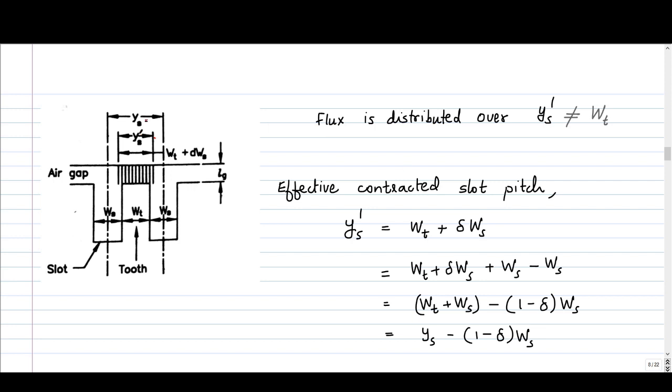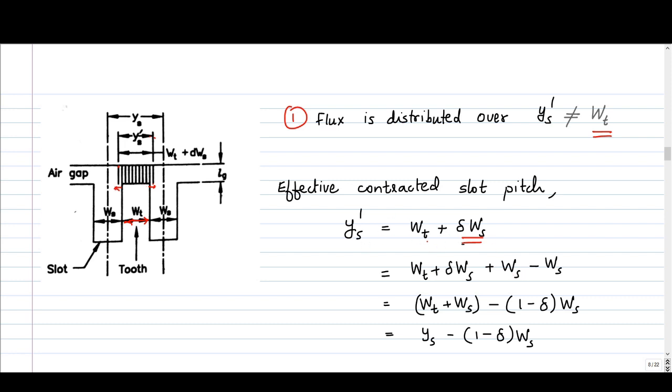Ys dash is not equal to tooth width. That is the main point to be noted. In the previous figure, ys dash was exactly equal to wt, the tooth width, but here it is not equal. You can see here tooth width is this one, but in order to accommodate for the fringing effect, we are assuming flux is distributed over a length ys dash slightly greater than wt. Okay, and this ys dash is wt plus a fraction of this slot width ws. A fraction of the slot width is included here.